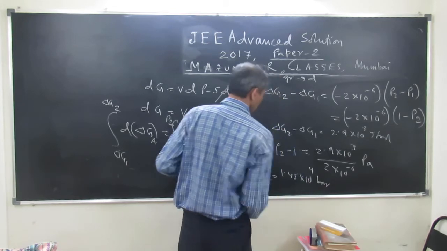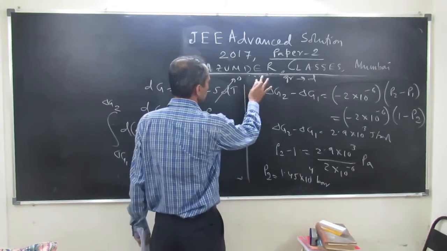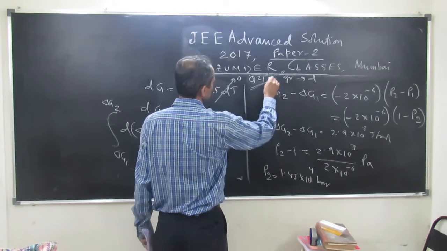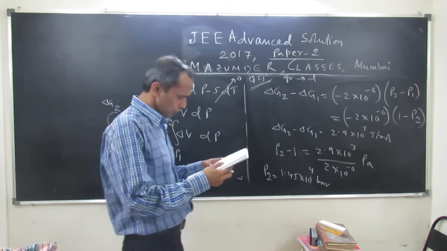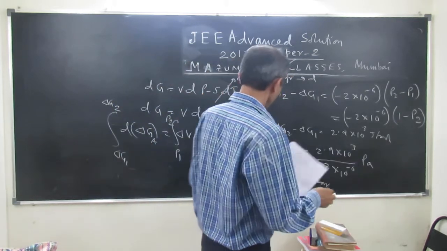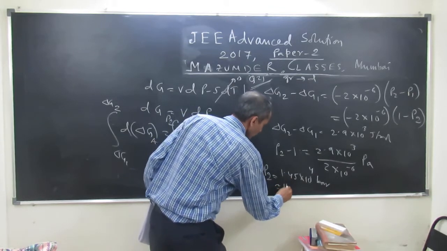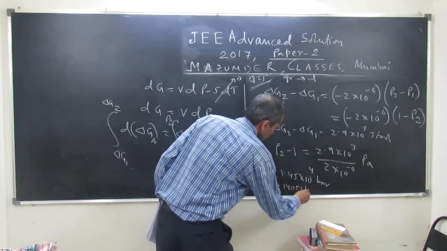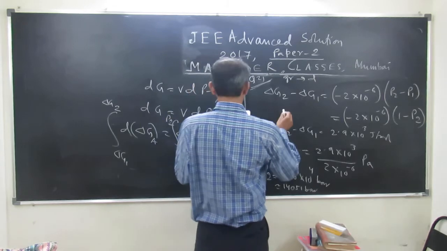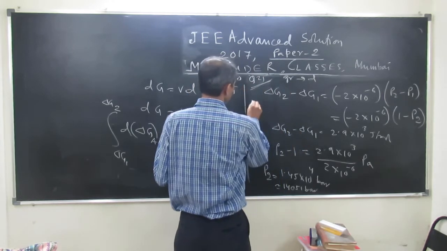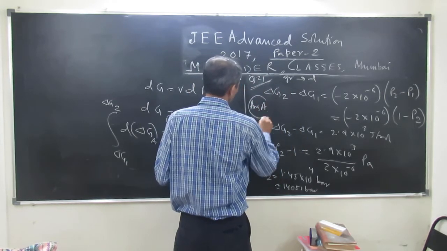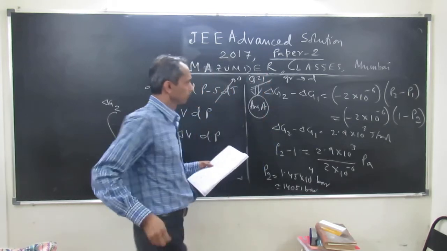According to the question, this is question number 21 that we are solving. The given value is approximately 14051 bar, so it is almost equal to 14051 bar. Therefore the answer choice is A. The answer is A.